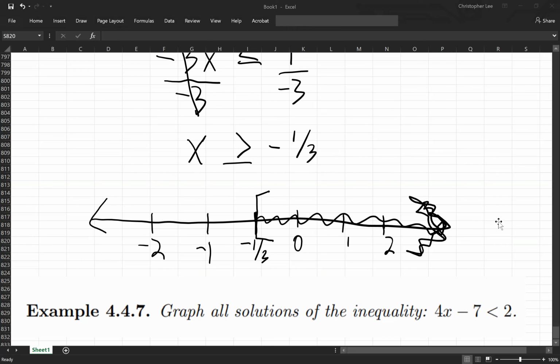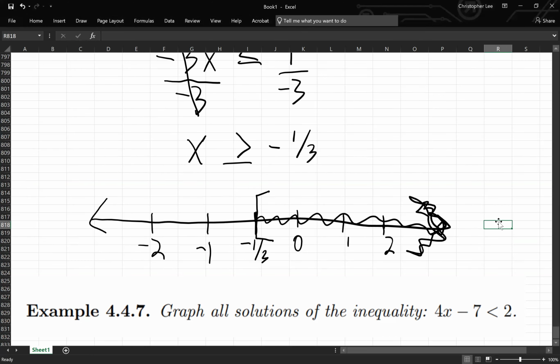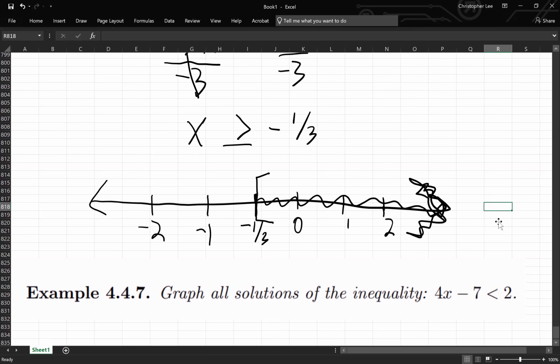So in this I need to multiply 4 times 7. No, no. Move the numbers to the other side and leave X by itself.